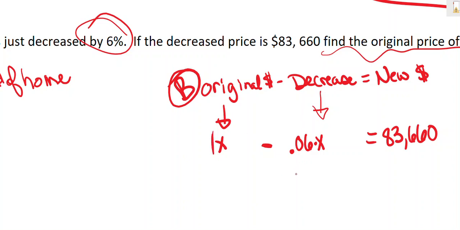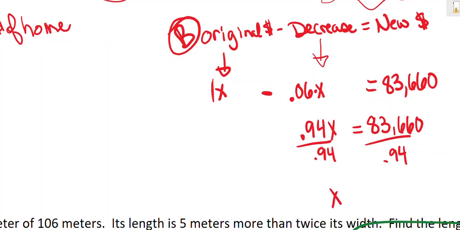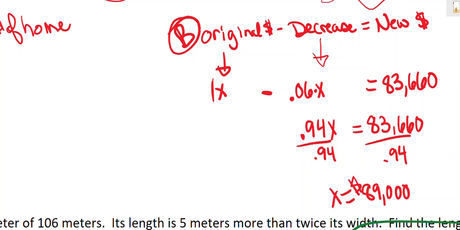So 1x minus 0.06x is 0.94x, which equals 83,660, and we divide by 0.94. Therefore, the original price of the house was $89,000. Now, there are different ways to do this, including proportion, which we will talk about in a different chapter.